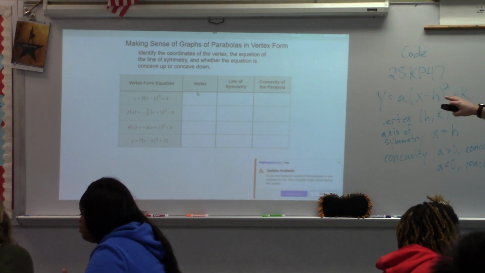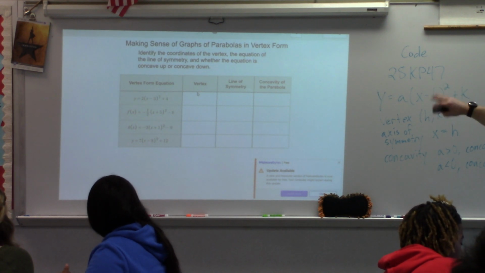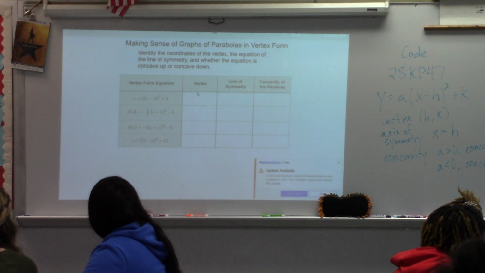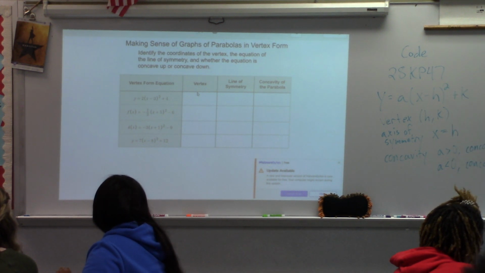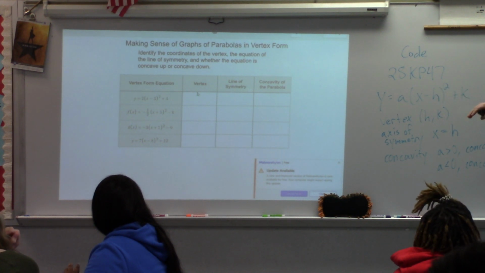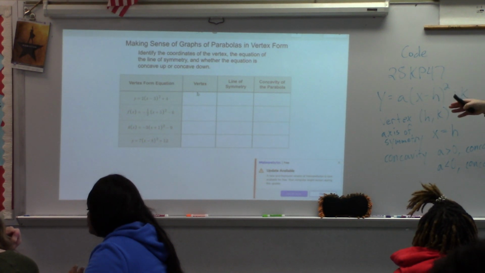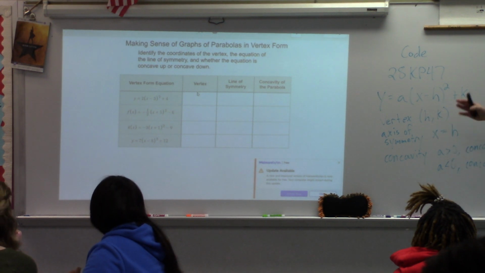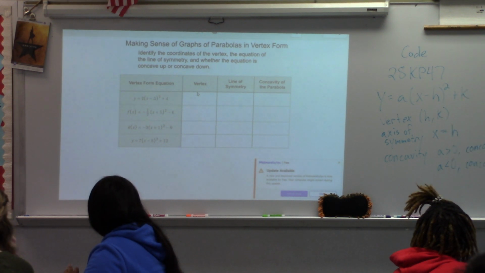Okay, so I want you to notice, each of these equations is in what form? Vertex form. So you need to use this information to identify the vertex. And when they say line of symmetry, a friend of mine developed this originally. I forgot to change it. He uses the term line of symmetry. I still use the term axis of symmetry. Same thing. And then concavity.